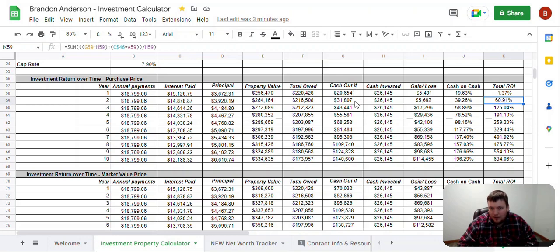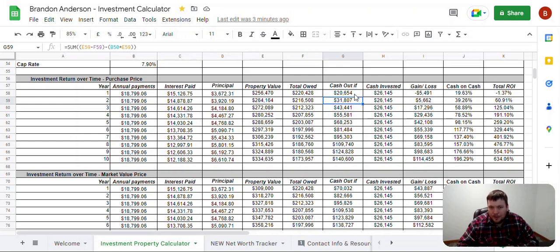If you cashed out each of these years, this is how much money you'd get. So the year one, the only reason it's positive on this one is because we put that the property is worth more than we were paying for it, essentially.